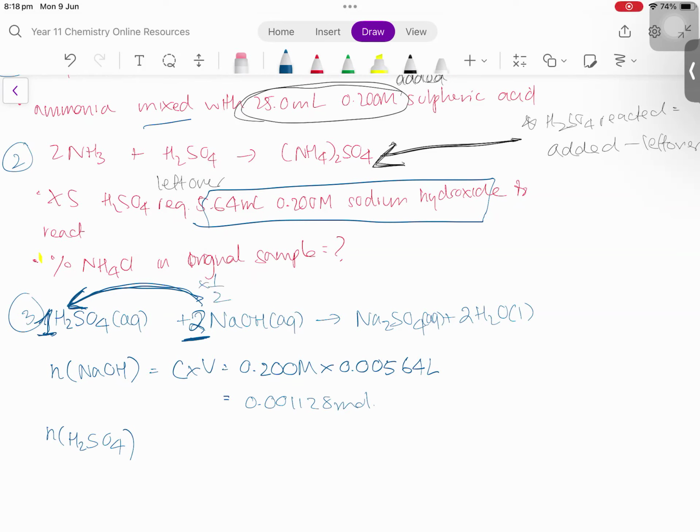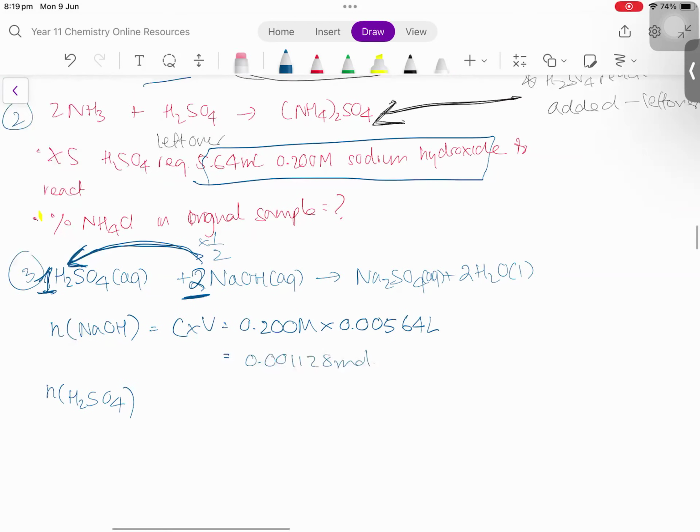Okay. When you do more complicated questions, your labeling is even more important than usual. Sulfuric acid shows up in two different equations. There's some added, there's some left over, there's some reacted. I need to be careful. This is going to be the moles of sulfuric acid left over after the second reaction.